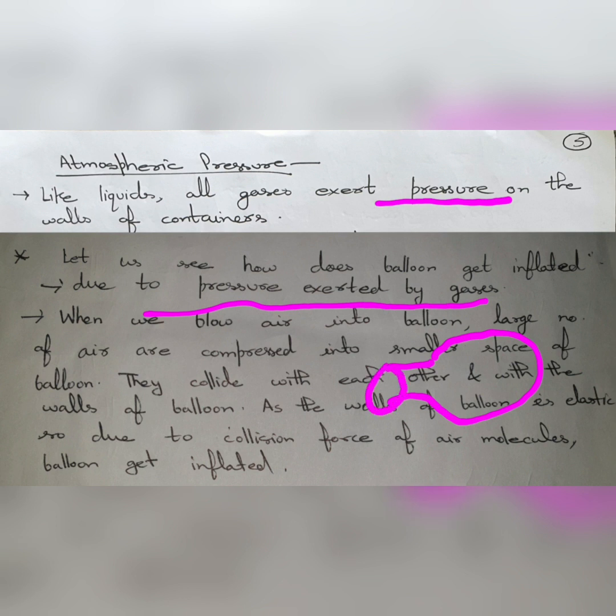Let's discuss pressure exerted by gases. Like liquids, all gases exert pressure on the walls of the container. Let's take the example of a balloon. How does a balloon get inflated? Due to pressure exerted by gases. When we are blowing air into a balloon, a large number of air molecules are compressed into the smaller space of the balloon. They collide with each other and also with the walls of the balloon. As the wall of the balloon is elastic, it gets inflated due to the collision of molecules.